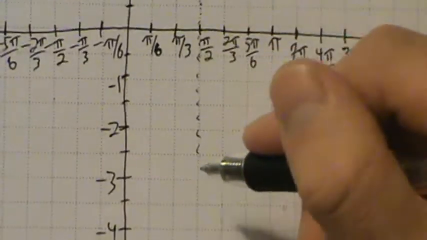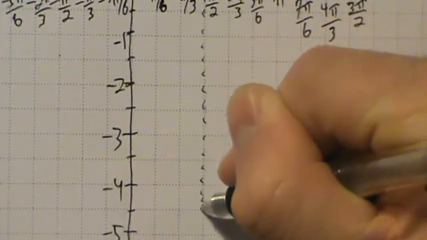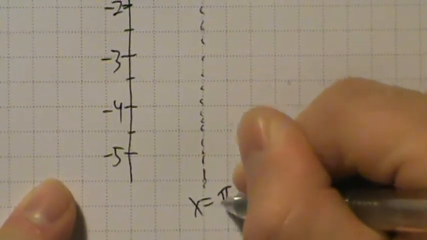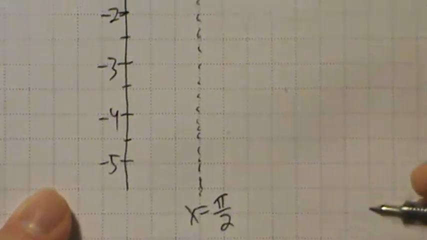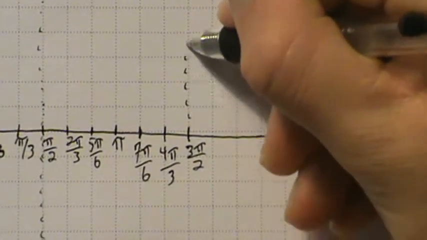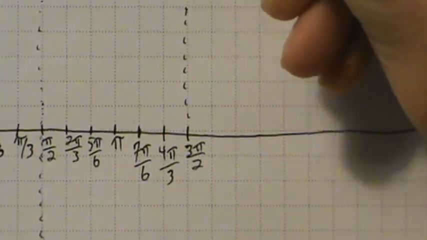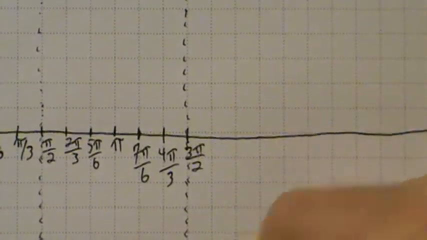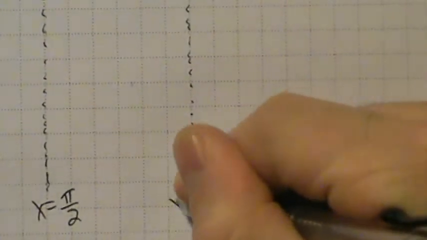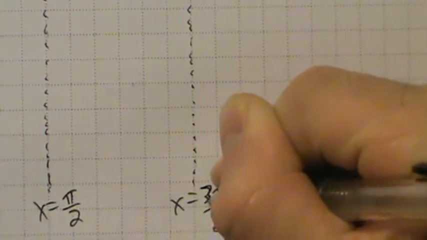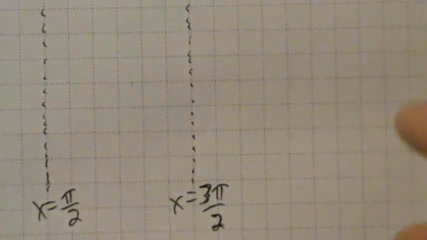So we'll come down this way also. This right here is the vertical line x equals pi over 2. Definitely should always label those. And then cosine of x is also 0 when x equals 3 pi over 2. So that's right here. So this here is x equals 3 pi over 2. That's another vertical asymptote.